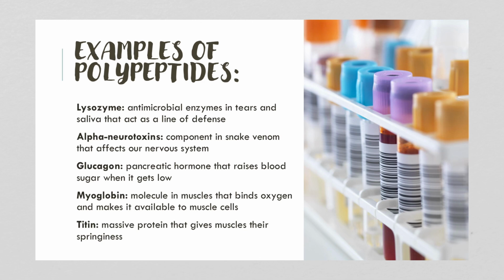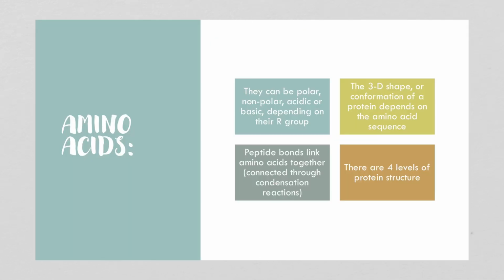Myoglobin is a molecule that's in our muscles that binds oxygen and makes it available to muscle cells. It actually attracts oxygen better than hemoglobin. So when the oxygenated blood gets to the muscle cells, the myoglobin grabs onto the oxygen away from the hemoglobin. And then finally, titin is a massive protein that gives muscles their springiness, which is kind of funny that it's so huge, but its job is to give muscles springiness.